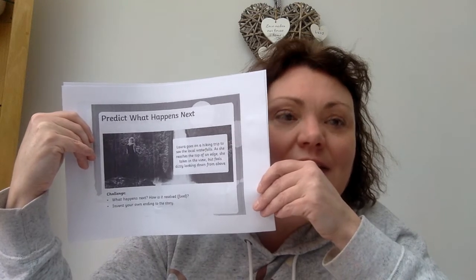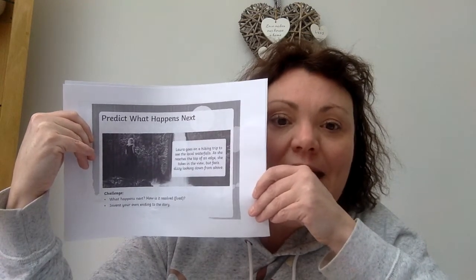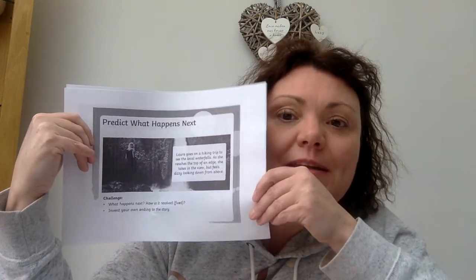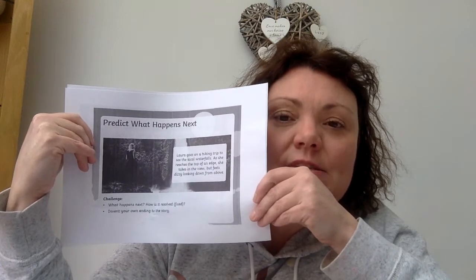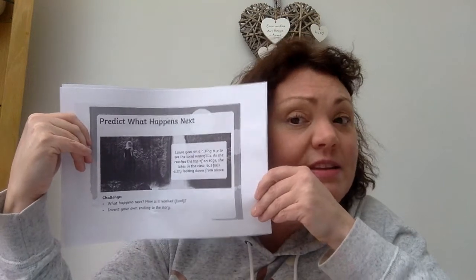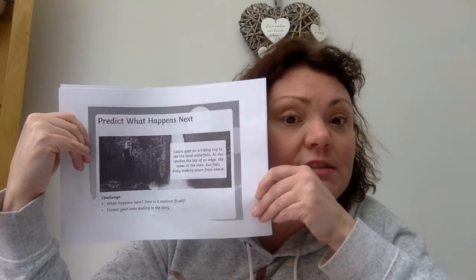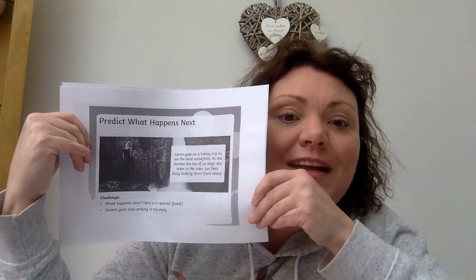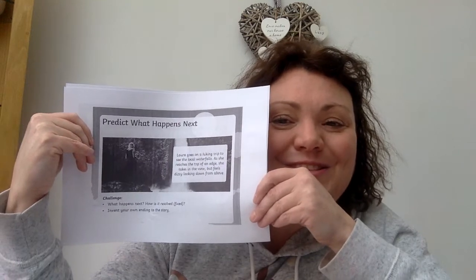Okay, so what happens next? How is it resolved? The word resolved means fixed. So not only what happens next, but how is there a solution? So you might say that there's a problem and that you need to write a solution for that. Invent your own ending for the story. So you've got the start of the story there, and then you need to predict what happens next and write the ending for it. So that is another activity that you might want to try.